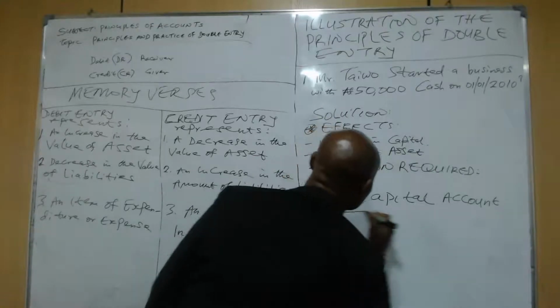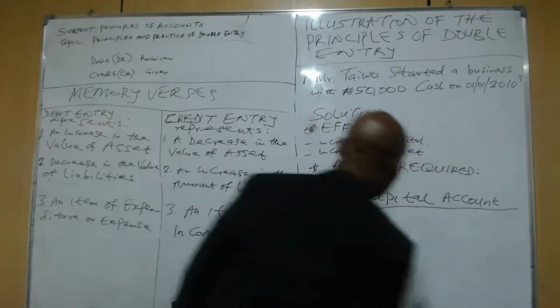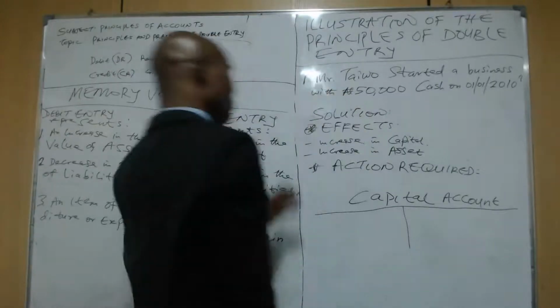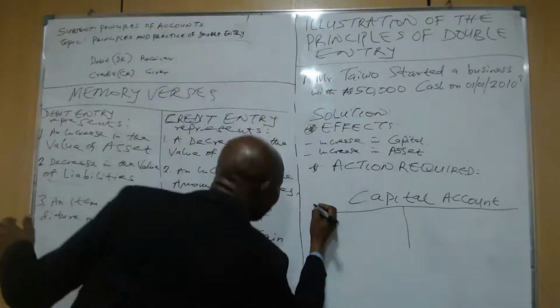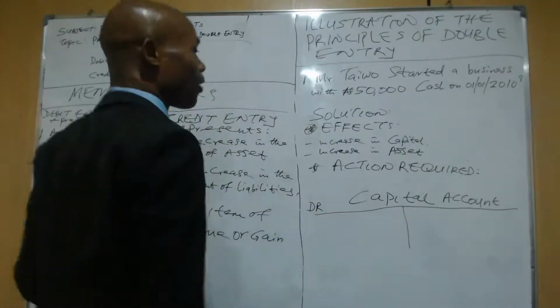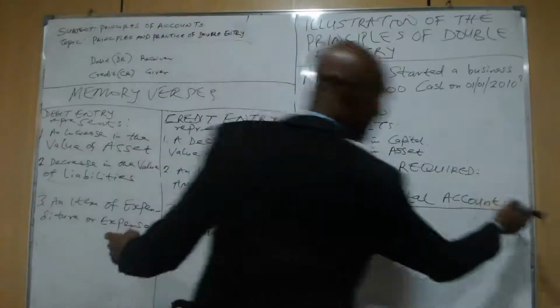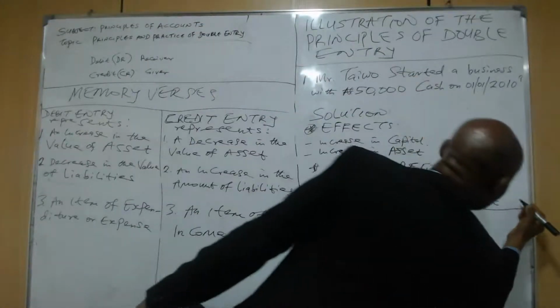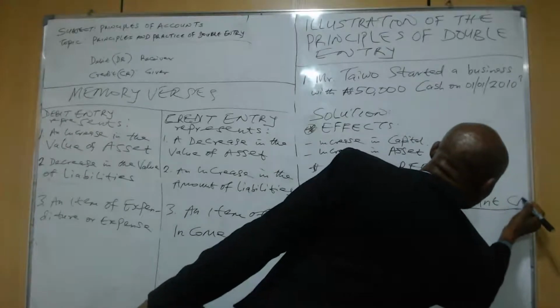Don't forget, your account is divided into two. To your left, you have the debit side, represented by the arrow, and to your right-hand side, you have the credit side, represented by your CR.